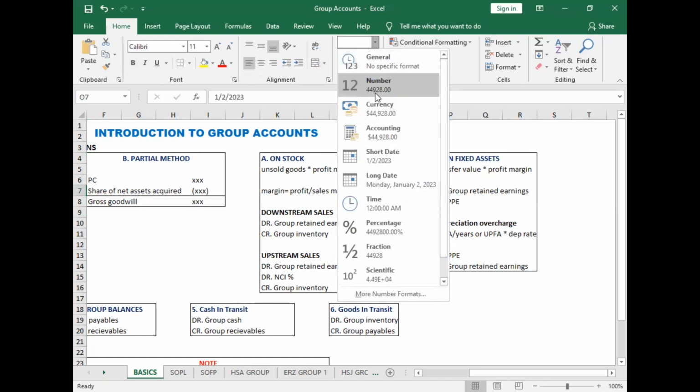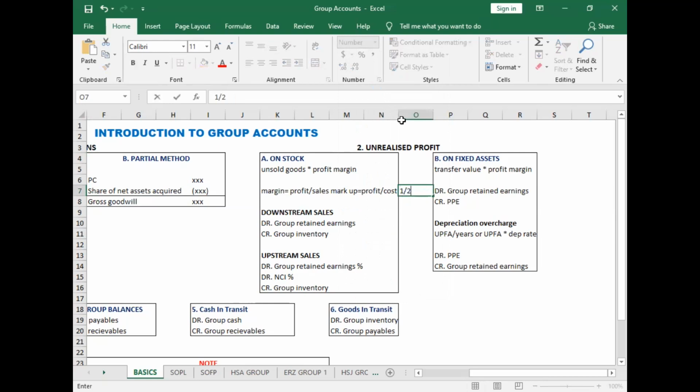For example, given a markup of a half, which is like 50%, so 50% is like 1/2. The margin will be 1/3, because you add the 1 to the 2. So the margin becomes a third, which is 33.33%. So the numbers go that way.